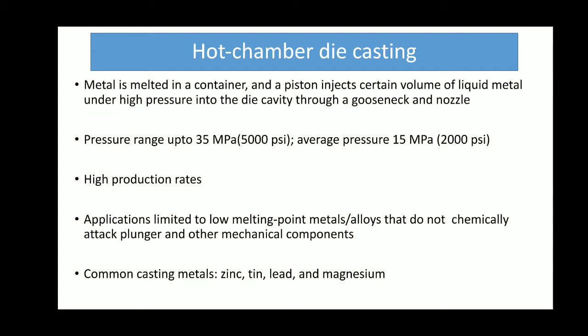The basic distinguishing feature in hot chamber die casting is that there will be an arrangement in the chamber itself to melt the metal there. After that, there will be an arrangement to fill the die cavity from the molten metal which has been produced there. But in case of cold chamber die casting, this distinction is there.